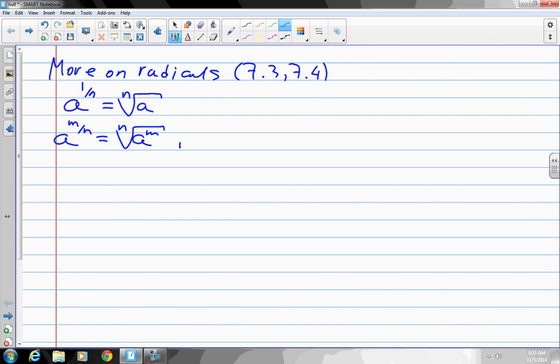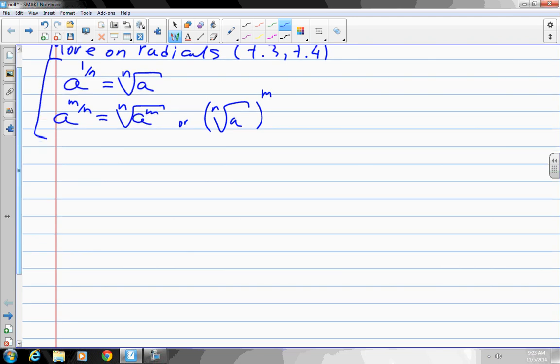Or, equivalently, we can take the exponent all the way on the outside. So it's either everything raised to the power m, or just a raised to the power m. It doesn't matter which one you do first, the root or the power, you still get the same answer. It is easier to do the root first. And we had one of the examples on Monday.